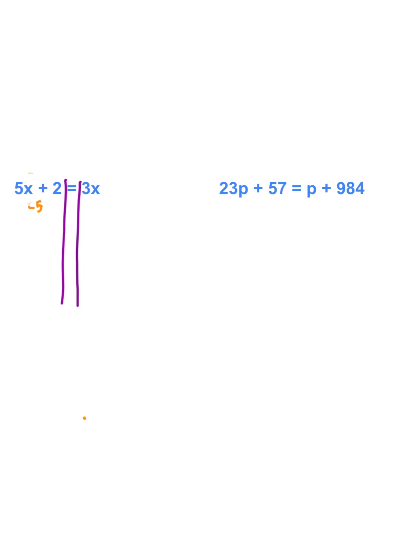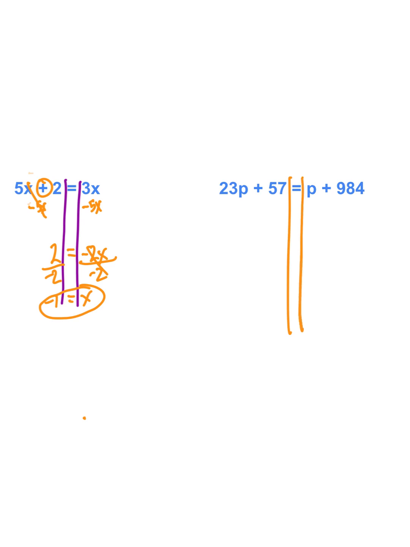Minus 5x. Minus 5x. Okay, so on this side, those cancel out, and I have a positive 2. On the right-hand side, I have a negative 2x. Okay, I'm going to divide both sides by negative 2. And a positive 2 divided by a negative 2 is a negative 1. X equals negative 1. All right, the last one like this type.